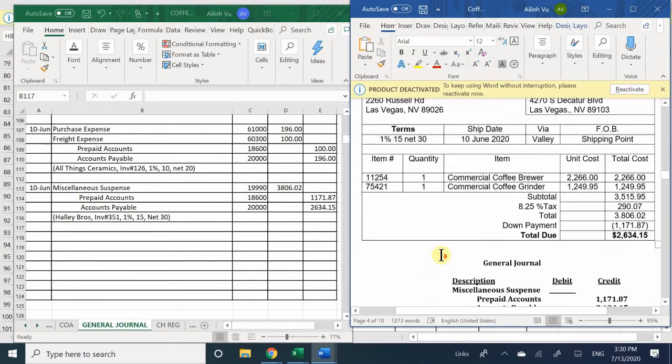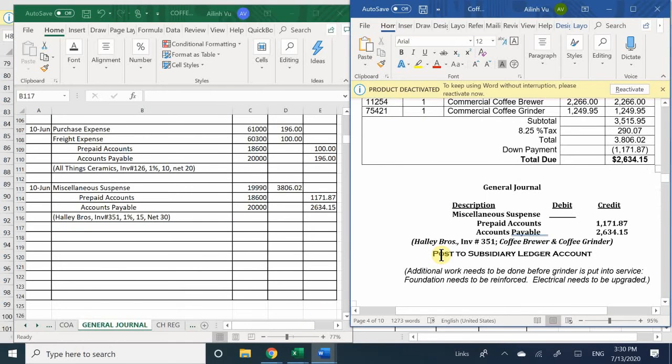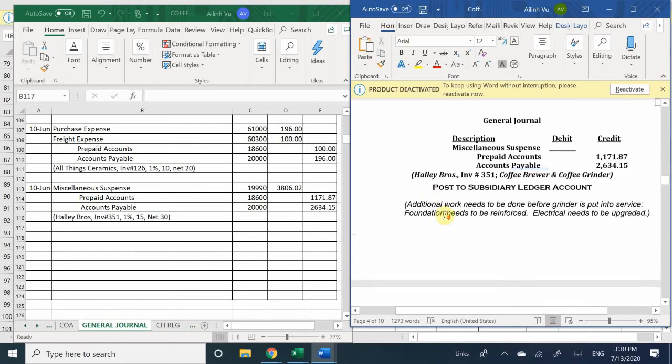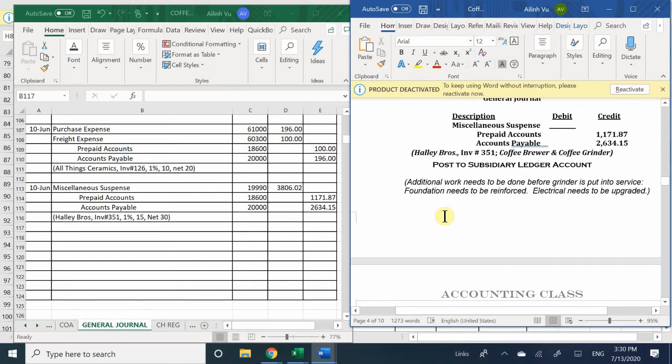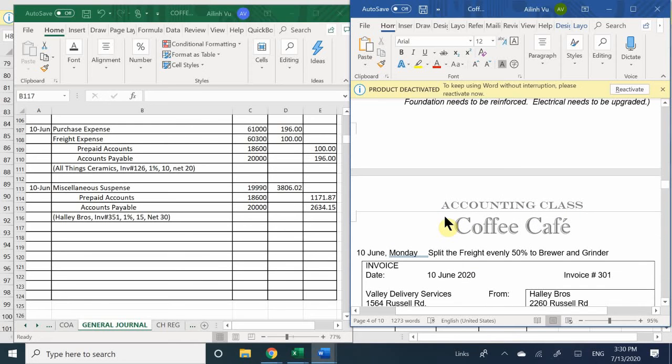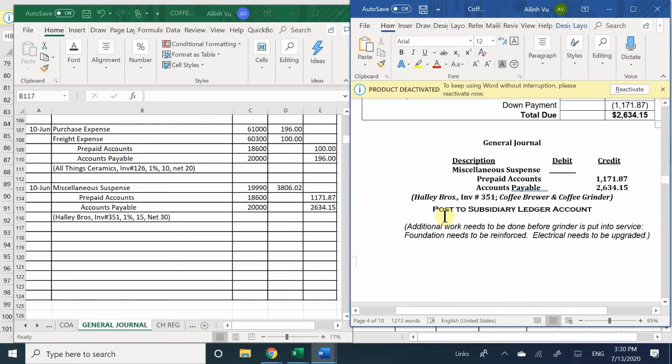Okay, so now that I've finished indicating that, I'm also told here that the coffee grinder needs additional work to be completed before putting it into service. So here it says right here it needs to be reinforced. So a foundation needs to be done and electrical work needs to be available to plug in this item. Okay, so we're still looking for 2 more items in order to completely release the coffee grinder.